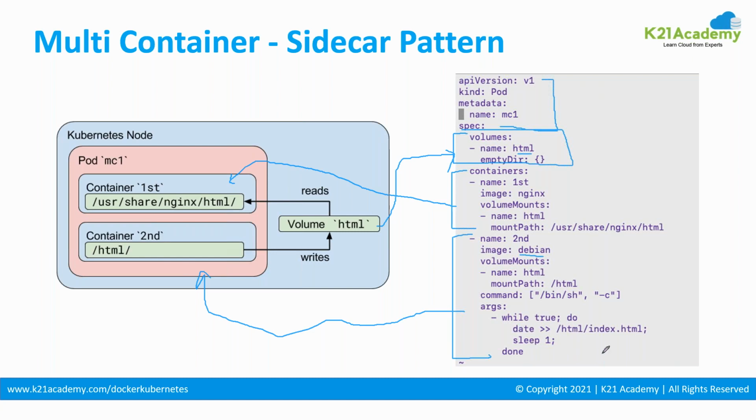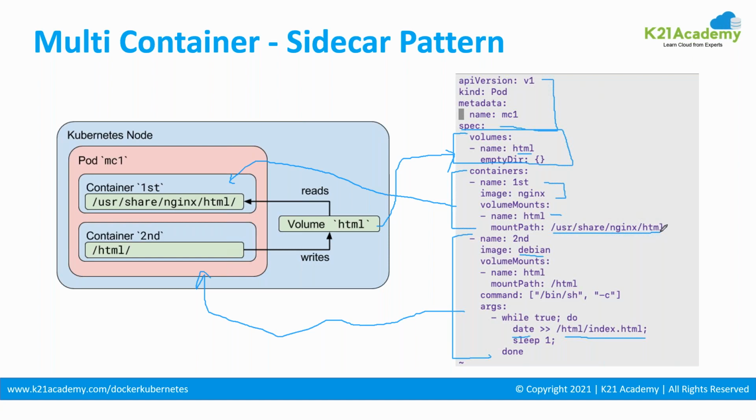What is it writing? It runs a while true loop, where the current date is redirected into the volume. An index.html file will get created inside that volume, and the date will be written there. This is what the algorithm is. And what container one will do: it mounts the same volume and starts reading the contents. This is your first container, which has the nginx image, and the HTML volume is mounted. The same volume has been mounted here, mapped to this particular folder.